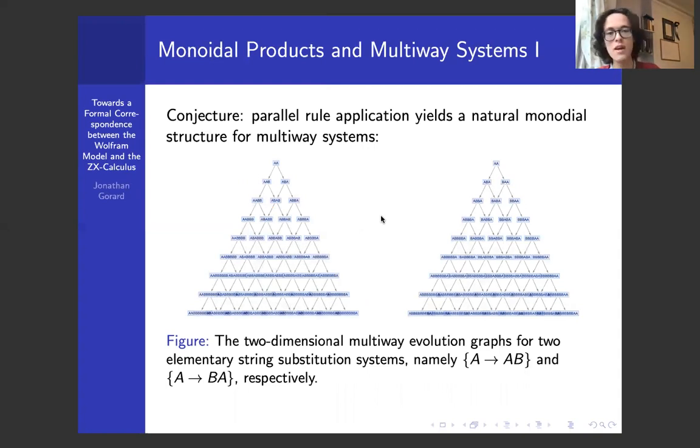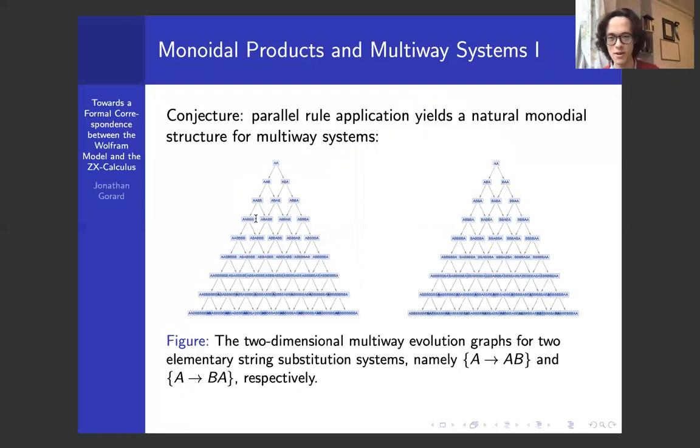to our framework, was that we'd been interested. We'd made this conjecture that our multiway evolution graphs and our branchial graphs should be equipped with some kind of tensor product structure, a monoidal structure that's given by the parallel application of rewriting rules. And intuitively, that seemed like this should be the case.